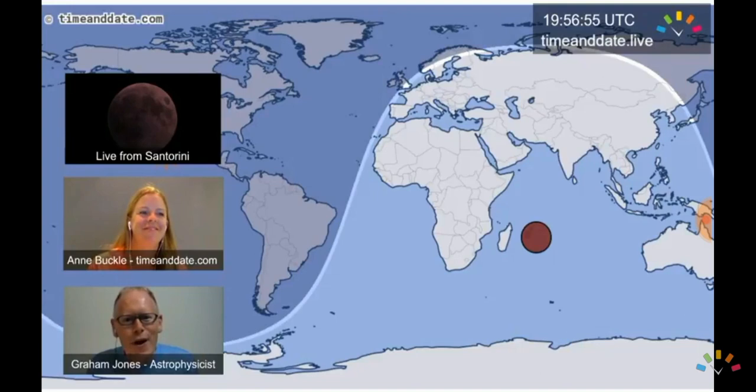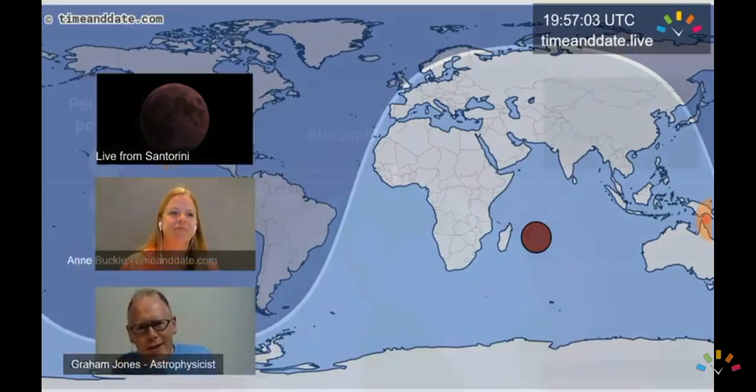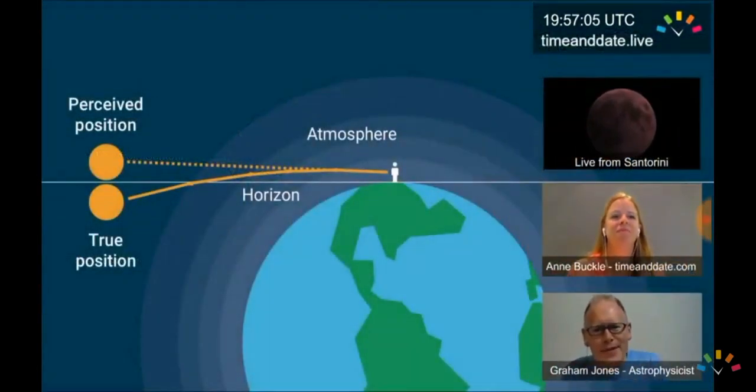Okay, well, it all comes down to, we talked earlier about refraction, about how the Earth's atmosphere bends light around it. This is what lights up the moon during a total lunar eclipse. It's the Earth's atmosphere bending the light around the planet and sending it towards the moon. But refraction also plays an important role when we look at sunrise and sunset and moonrise and moonset.